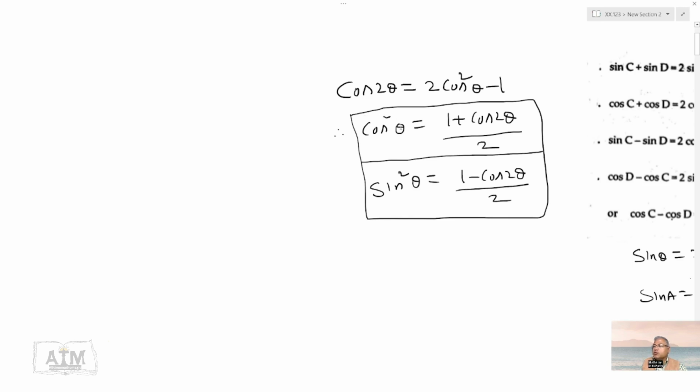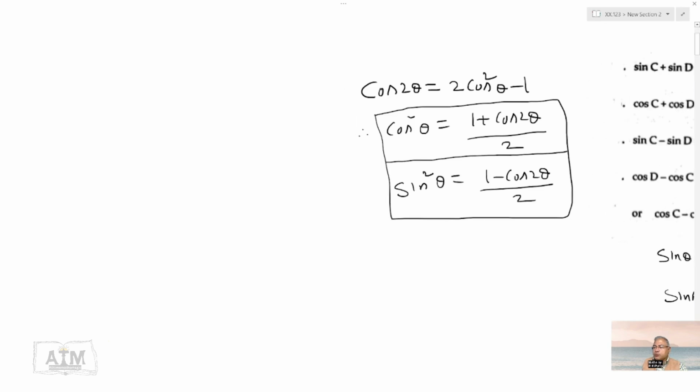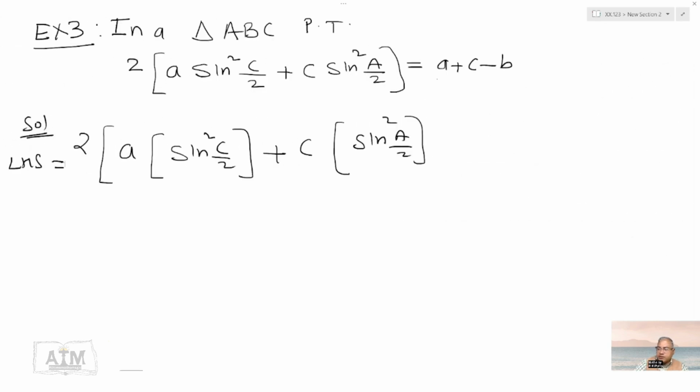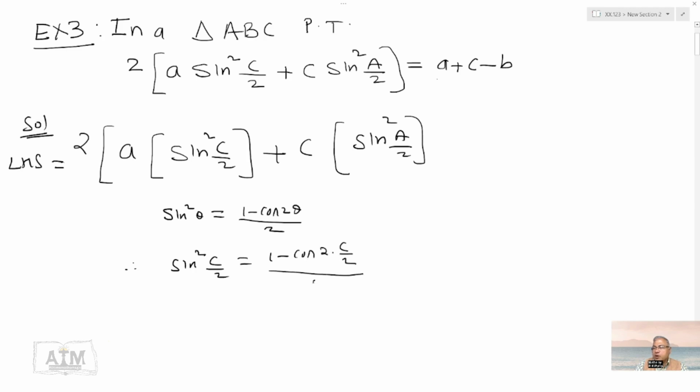The formula is cos square theta equals to 1 plus cos 2 theta upon 2, and sin square theta equals to 1 minus cos 2 theta upon 2. So I am going to use this formula: sin square theta equals to 1 minus cos 2 theta upon 2. Therefore, sin square C upon 2 becomes 1 minus cos 2 into C by 2 upon 2.